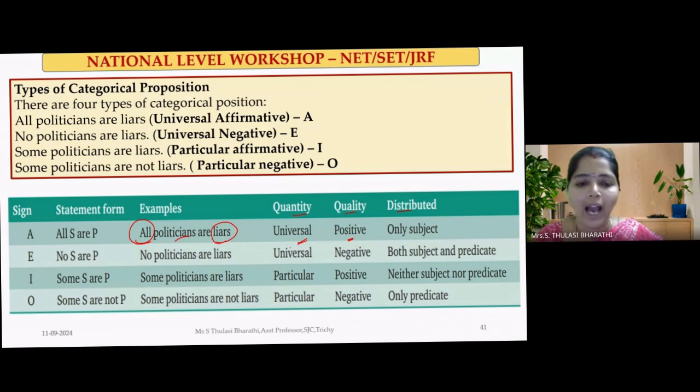Everyone I'm saying. And I'm saying no politicians are liars. Here I'm using the word no. So everyone I'm saying, but in a negative way. Universal negative. Some politicians are liars. Some I am meaning, so particular positive. I'm saying some politicians are not liars. I'm saying not here, that is particular negative.